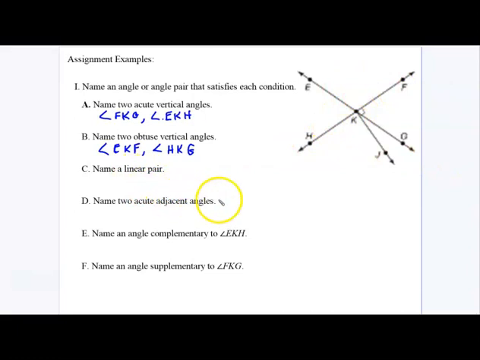All right, name a linear pair. A linear pair. You should be looking for opposite rays basically on the bottom of each angle. So here's an example of a linear pair. We could say HKE and FKE.